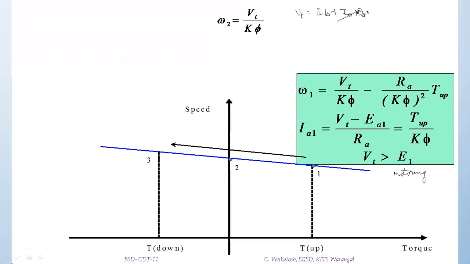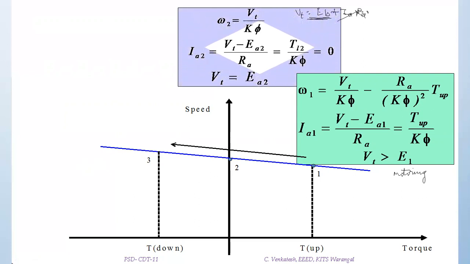So this term is 0, and hence EB will be equal to VT. So omega 2 is EB by K phi, which is nothing but VT by K phi. So Ia2 will become 0. Ia2 is 0 because torque is 0, TL by K phi, and Vt minus Ea2 by Ra. So at this point, Vt is equal to Ea2.